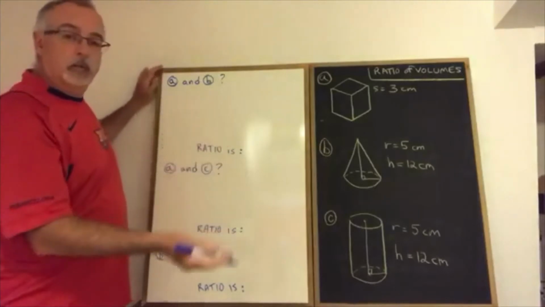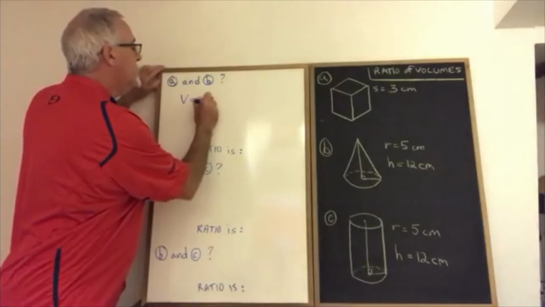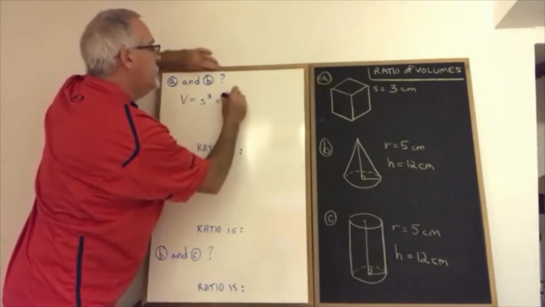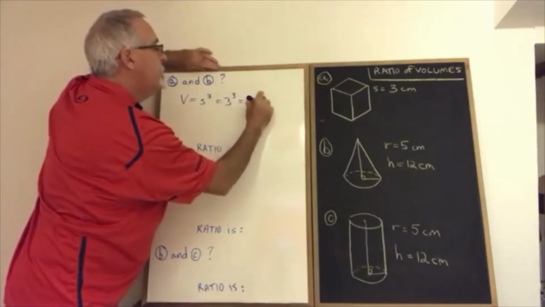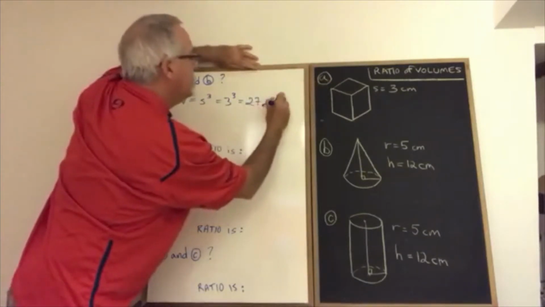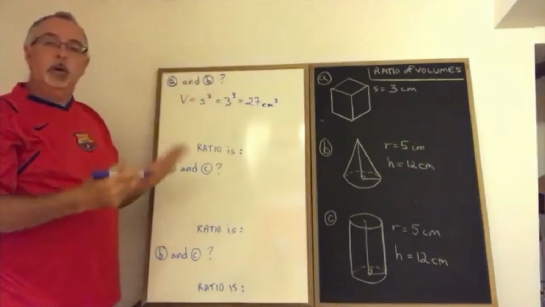So we have to do some volume formulas. The volume of the cube is s cubed, side length cubed. In this case, it's 3 cubed, which is 27. And because it was 3 centimeters, the unit will be centimeters cubed. I still don't have enough information to answer this though, because I only know one of the volumes.